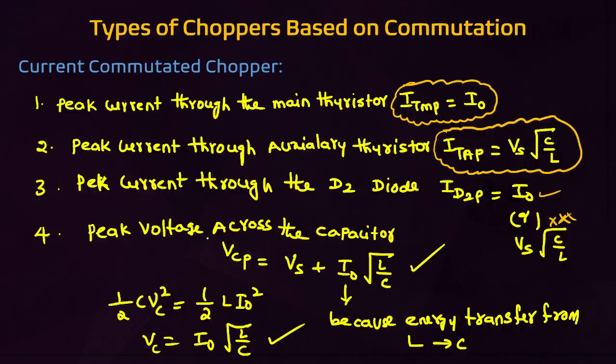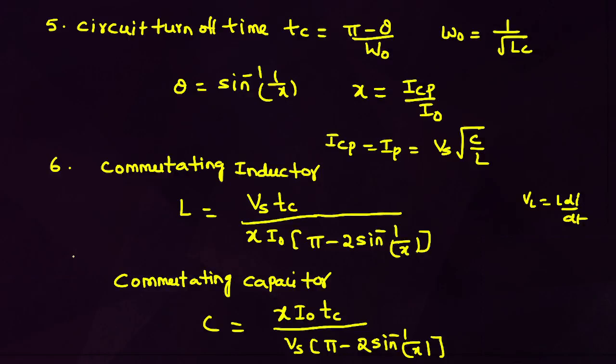Either load current they will give or Vs into square root C by L. Then what is the peak voltage across the capacitor, friends? That is, in this chopper the capacitor is overcharging, because whatever the energy stored in the inductor is delivered to the capacitor. That's why the capacitor is overcharging, because energy is transferred from inductor to capacitor.